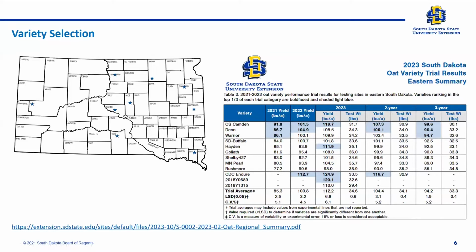So this is a screenshot of one of our web pages on our website. Variety selection is a very important aspect of crop production in any crops. And you can see some of the locations where crop performance testing has been done, and they have tested oats in different places in the state. You can see them on the map as star markers there.